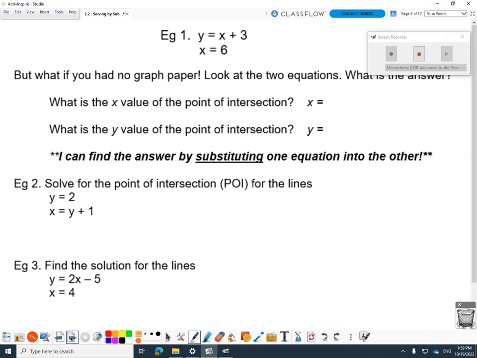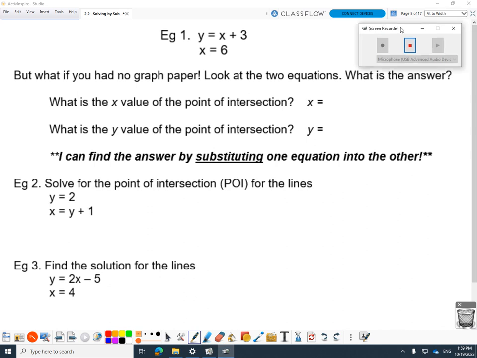What if you had no graph paper? Look at the two equations. What is the answer? I say I can figure it out just by looking at it. What does the x value have to be in the point of intersection? Big, big moment. 6. It's got to be 6.